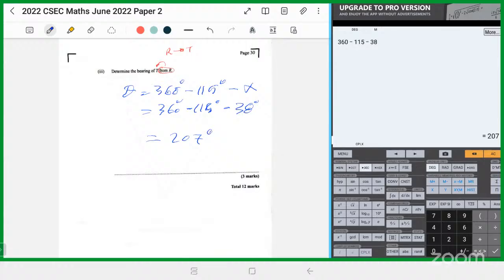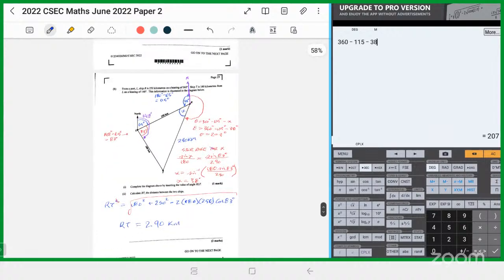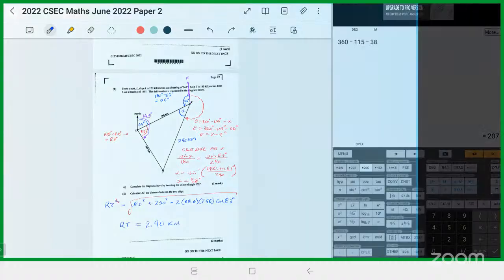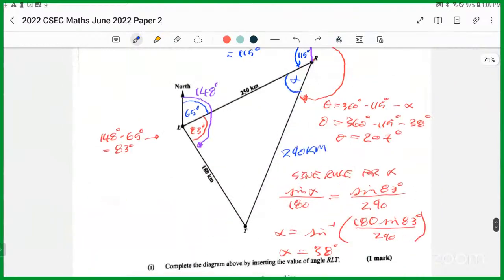And that is it. I'm leaving these on my diagram as part of the solution. And that ends that question, guys.